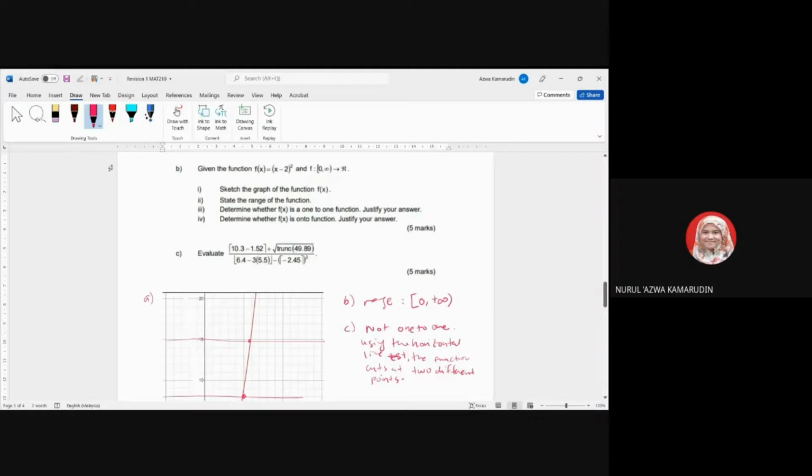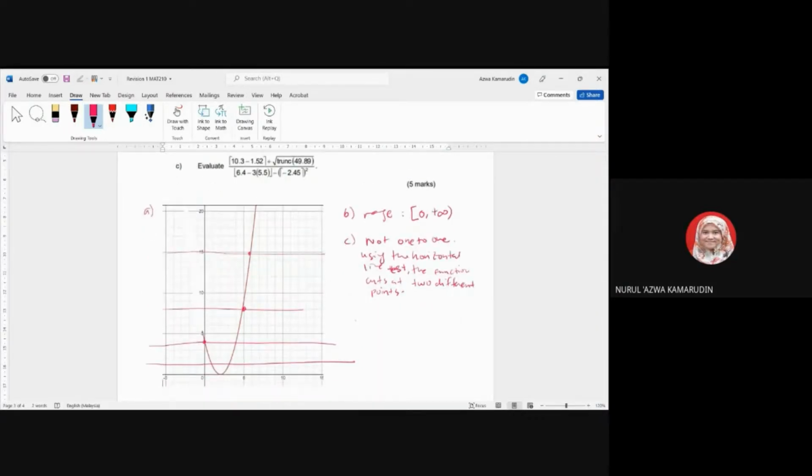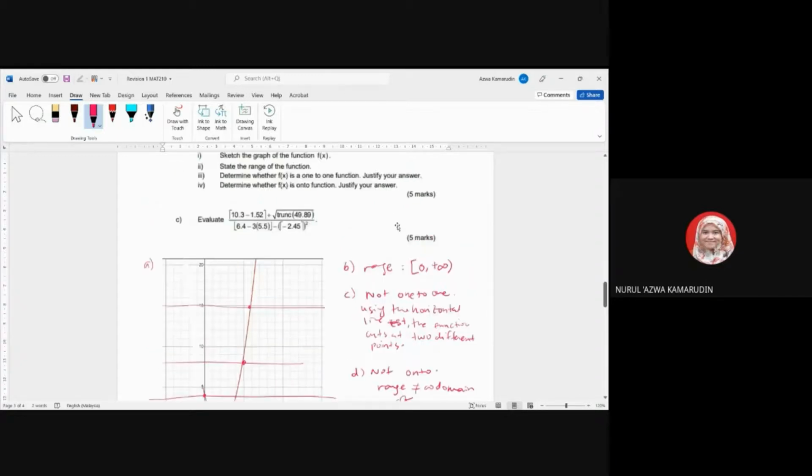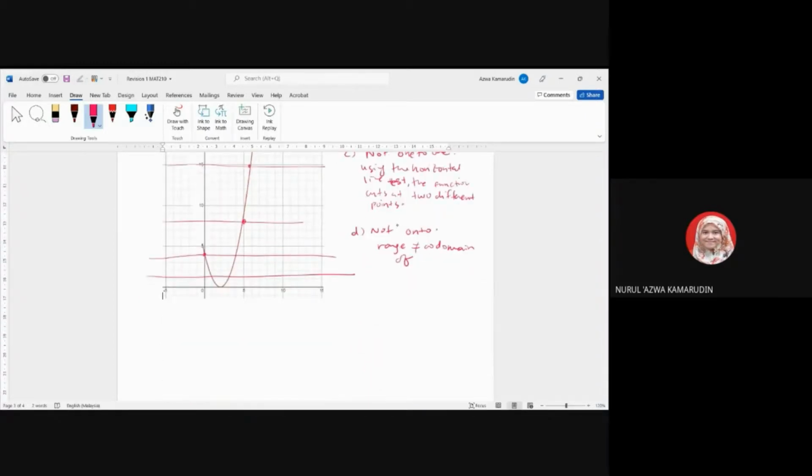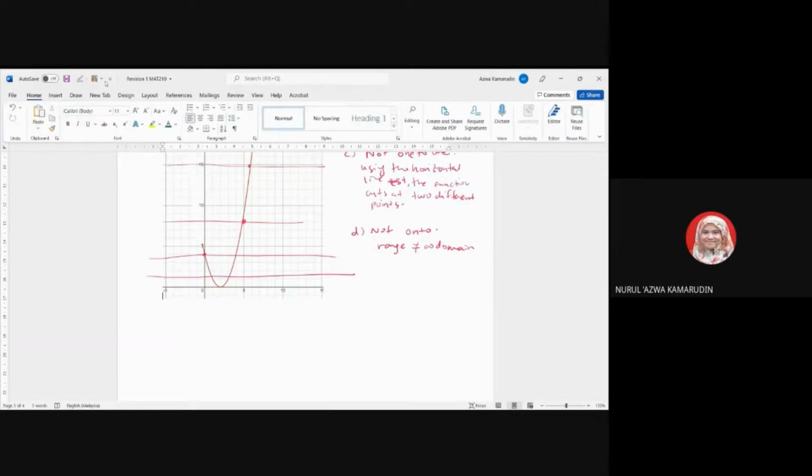Is this onto? This is not onto. Reason: the range is not equal to the codomain of the function. Range is not the same as the codomain. That is enough, that is also acceptable. So that is it for this graph.